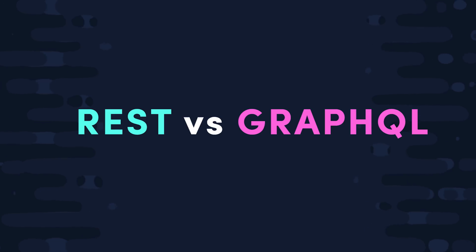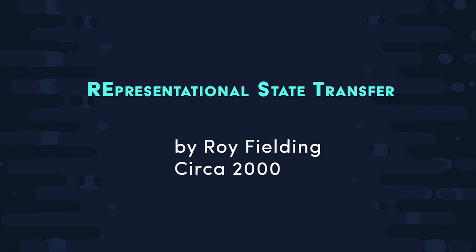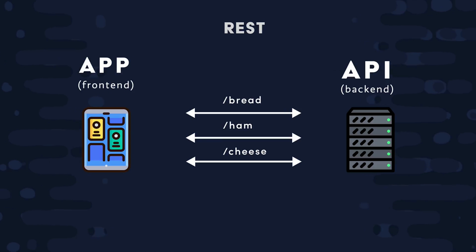And speaking of that, let's take a second to look at the differences between REST APIs and GraphQL APIs. REST stands for Representational State Transfer, and it's the status quo for API design that we've been following for the last 20 years. Now let's say our front-end application wants to make a sandwich. In REST, we might make three different requests, one for bread, ham, and cheese.